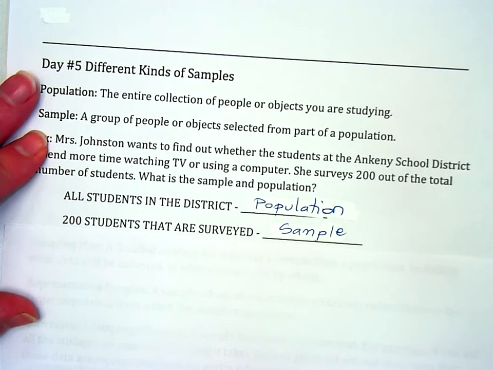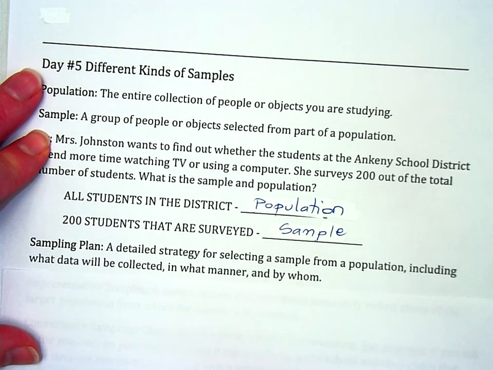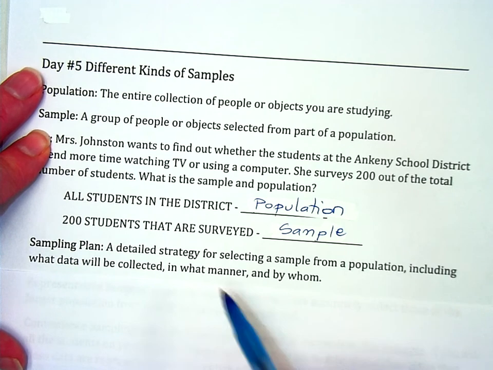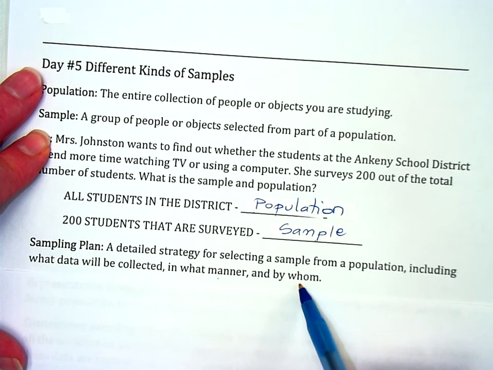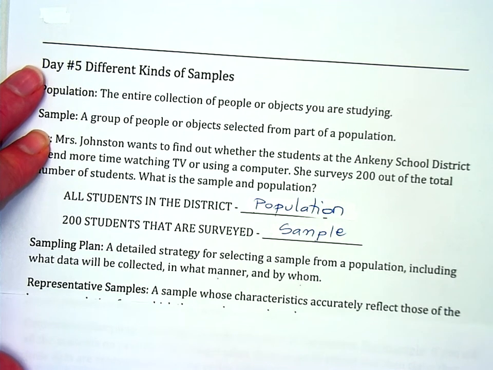Now, when we are choosing a sample, the first thing we need to do is create a sampling plan. A sampling plan is just a detailed strategy for selecting a sample from a population. You first have to decide what question you want to answer. How will you do that? Who will do it? And among other things, you will have to decide what your sampling method is. What is important about your sample is that it's representative of the population.